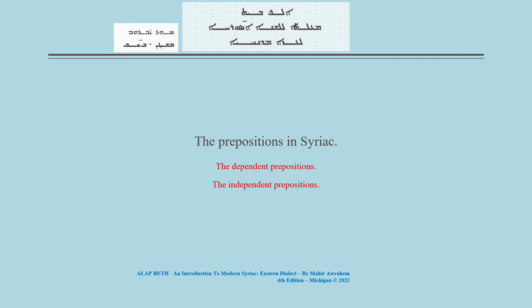Examples in the bottom of page 68. Beth has many meanings here, more than one meaning: with, by, in, and at. Let's just take an example of each one. When it means with, example: you came with peace. To the second person male.